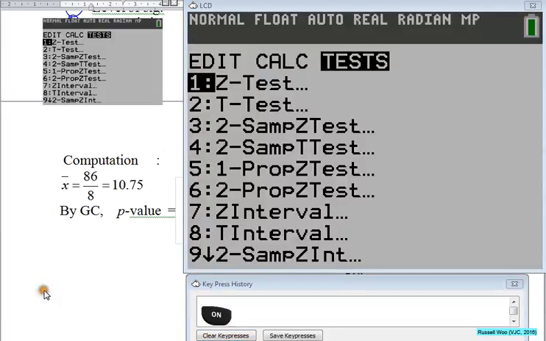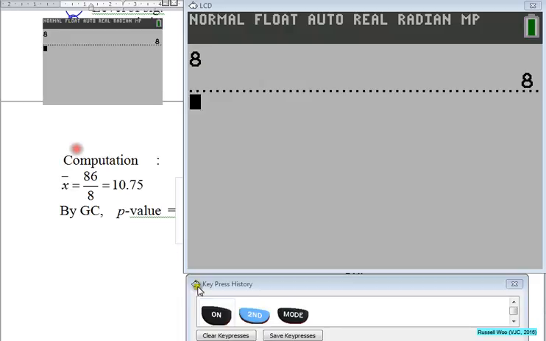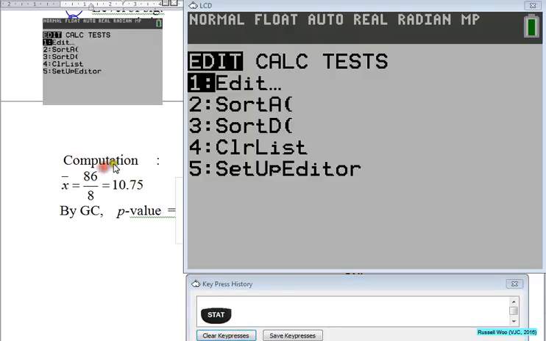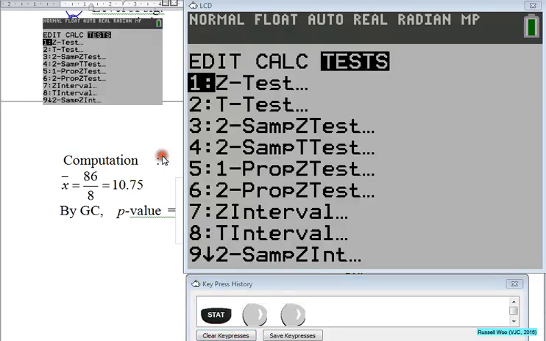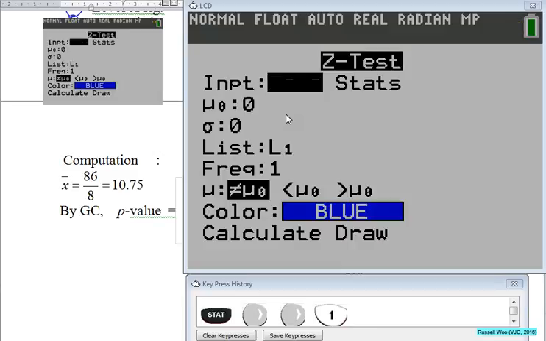What you can do: press stat, go to the right, and you get this z-test. For now, we focus on z-test, number 1. Once you see the z-test, you don't ignore this data first. I will elaborate in the following few examples. Let's go to stats. That means you're going to enter some statistics there.